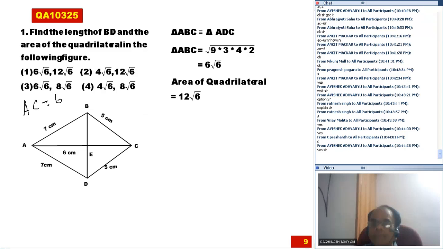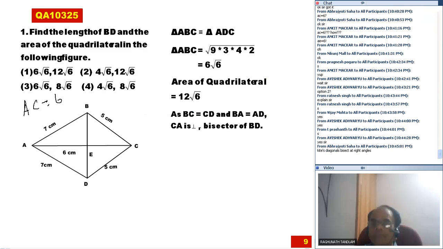Now, how do you find out BD? Most of you gave me a correct answer. AC is given as 6. How do you find BD? BD is the perpendicular bisector of AC. Why? AC is the perpendicular bisector of BD. Why? I am writing the statement as BC equals CD and BA equals AD. CA is the perpendicular bisector of BD.